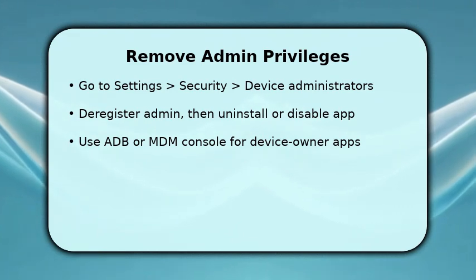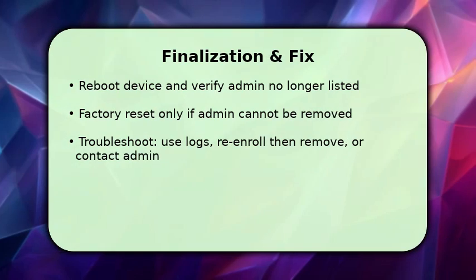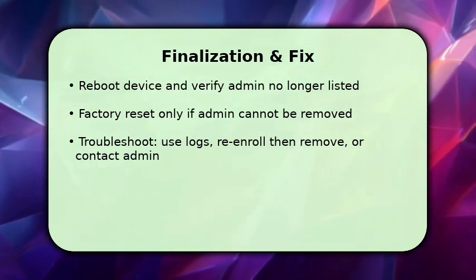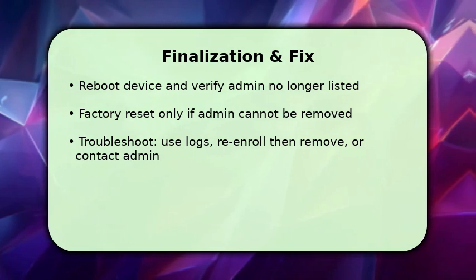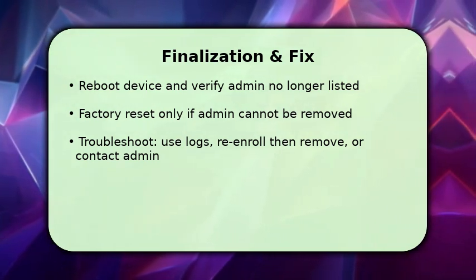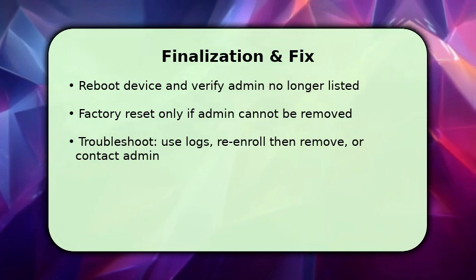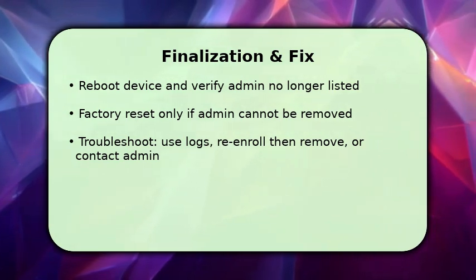Once you've removed admin privileges and uninstalled the app, reboot and verify the administrator no longer appears in settings. Then check for residual profiles or work accounts and delete them. If the device owner status persists and removal fails, consider a factory reset as a last resort after backing up everything.